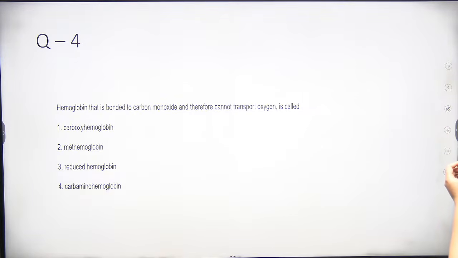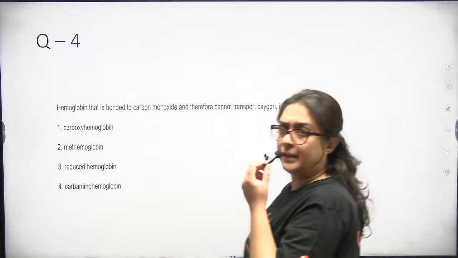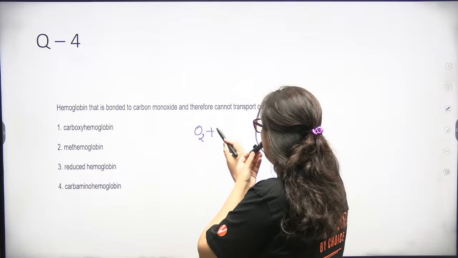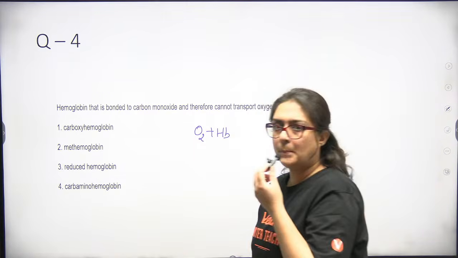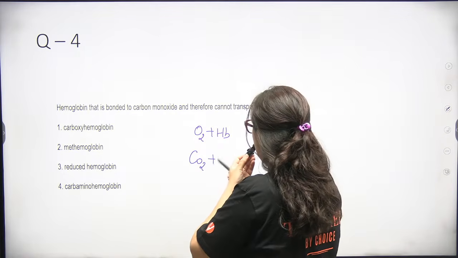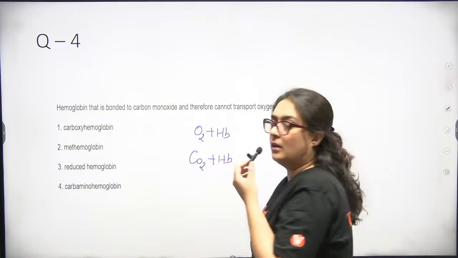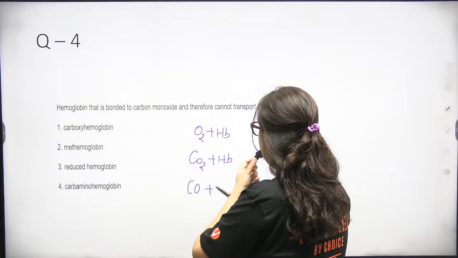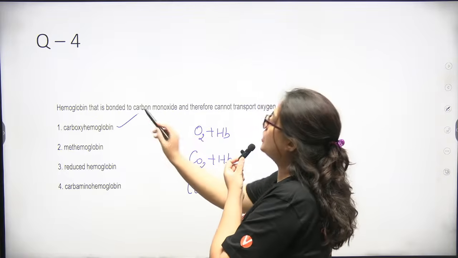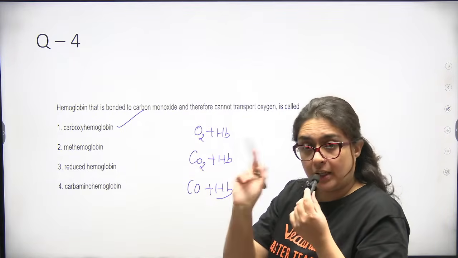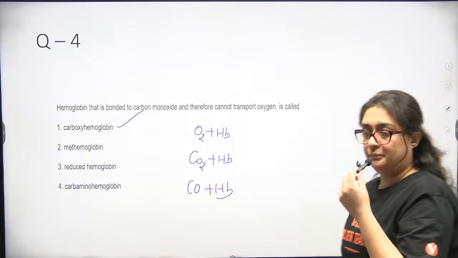Hemoglobin that is bonded to carbon monoxide and therefore cannot transport oxygen. When oxygen binds with hemoglobin, it is oxyhemoglobin. When CO2 binds with hemoglobin, it is carbaminohemoglobin. But when carbon monoxide binds with hemoglobin, it is carboxyhemoglobin. More concentration of CO, difficulty in transportation of oxygen.